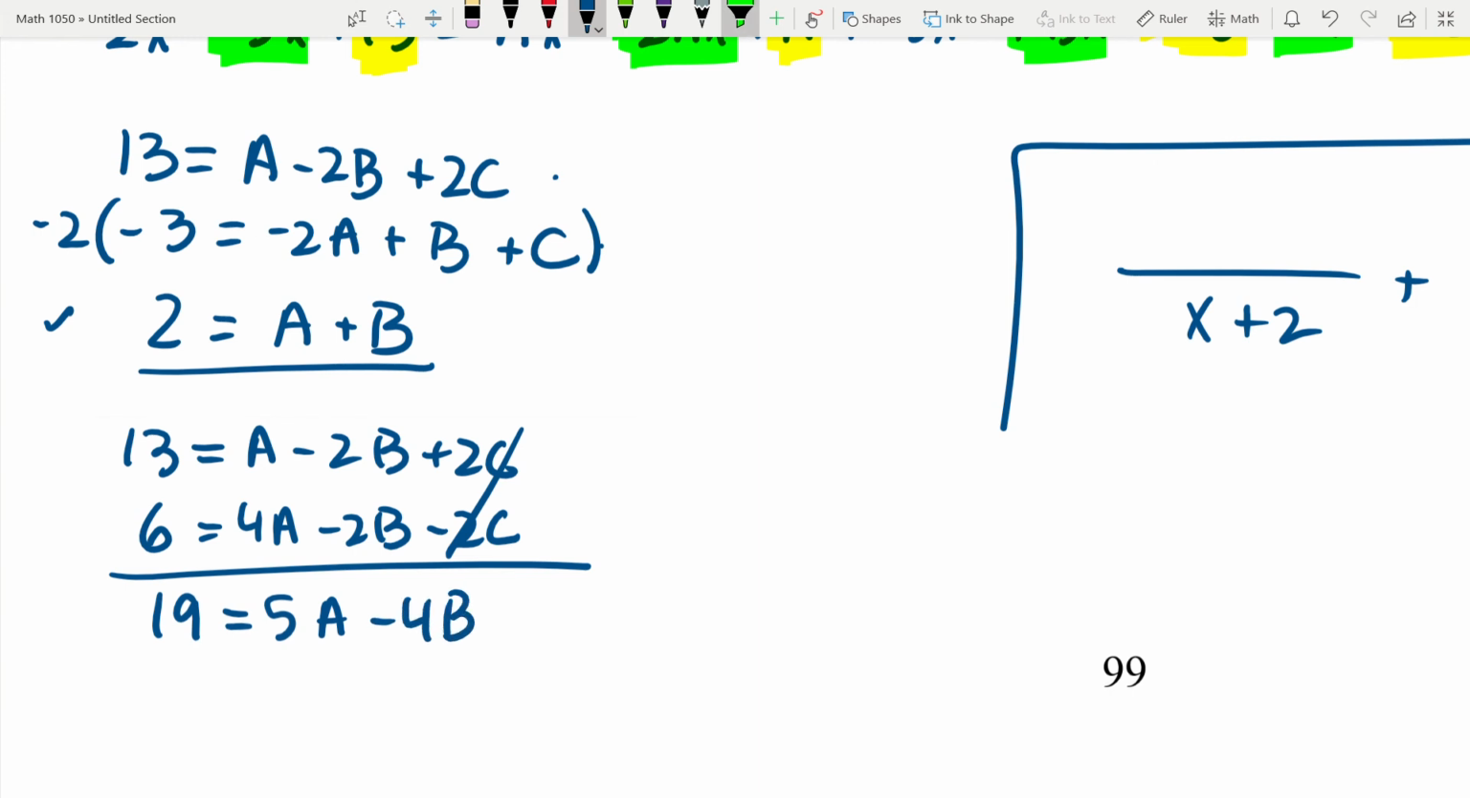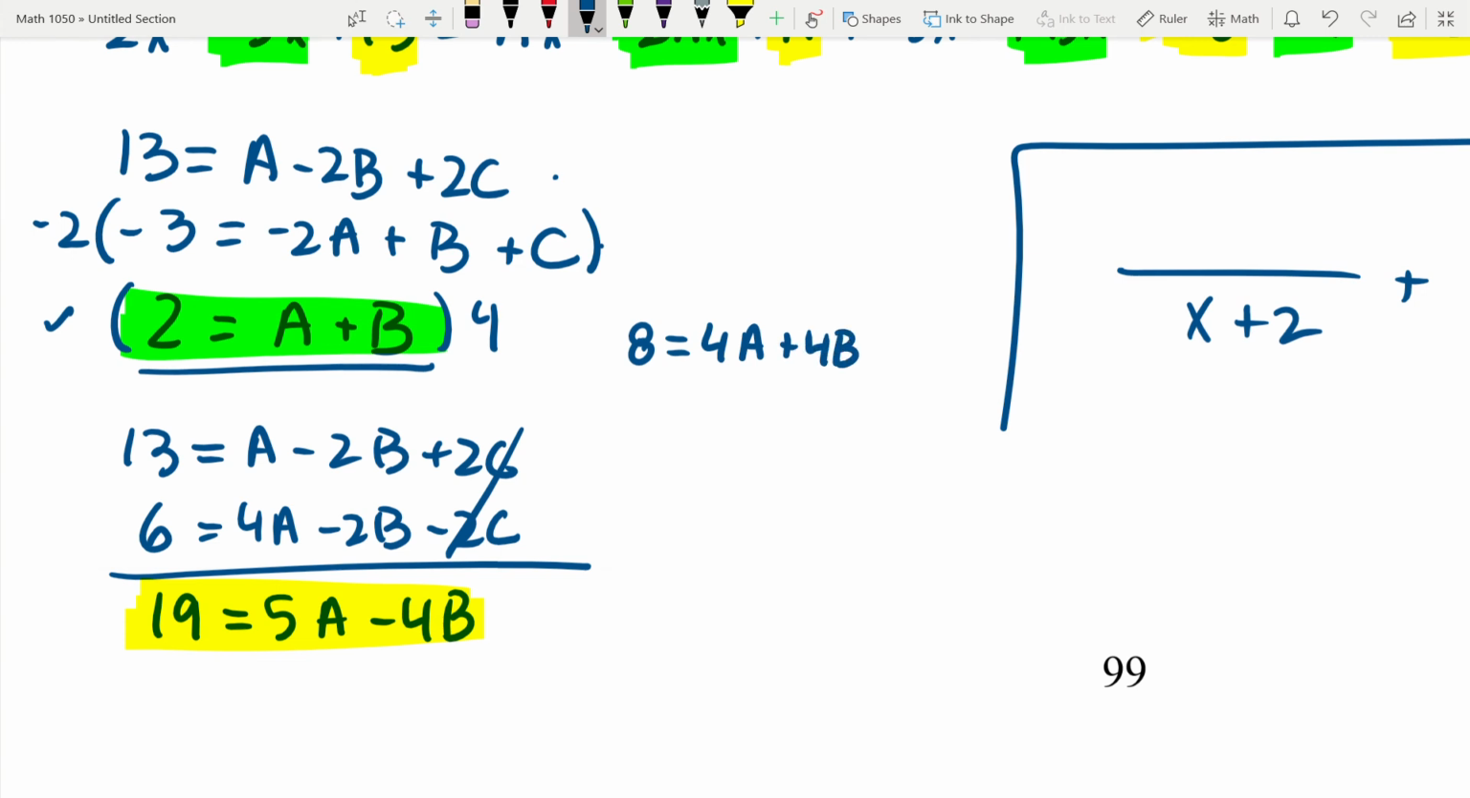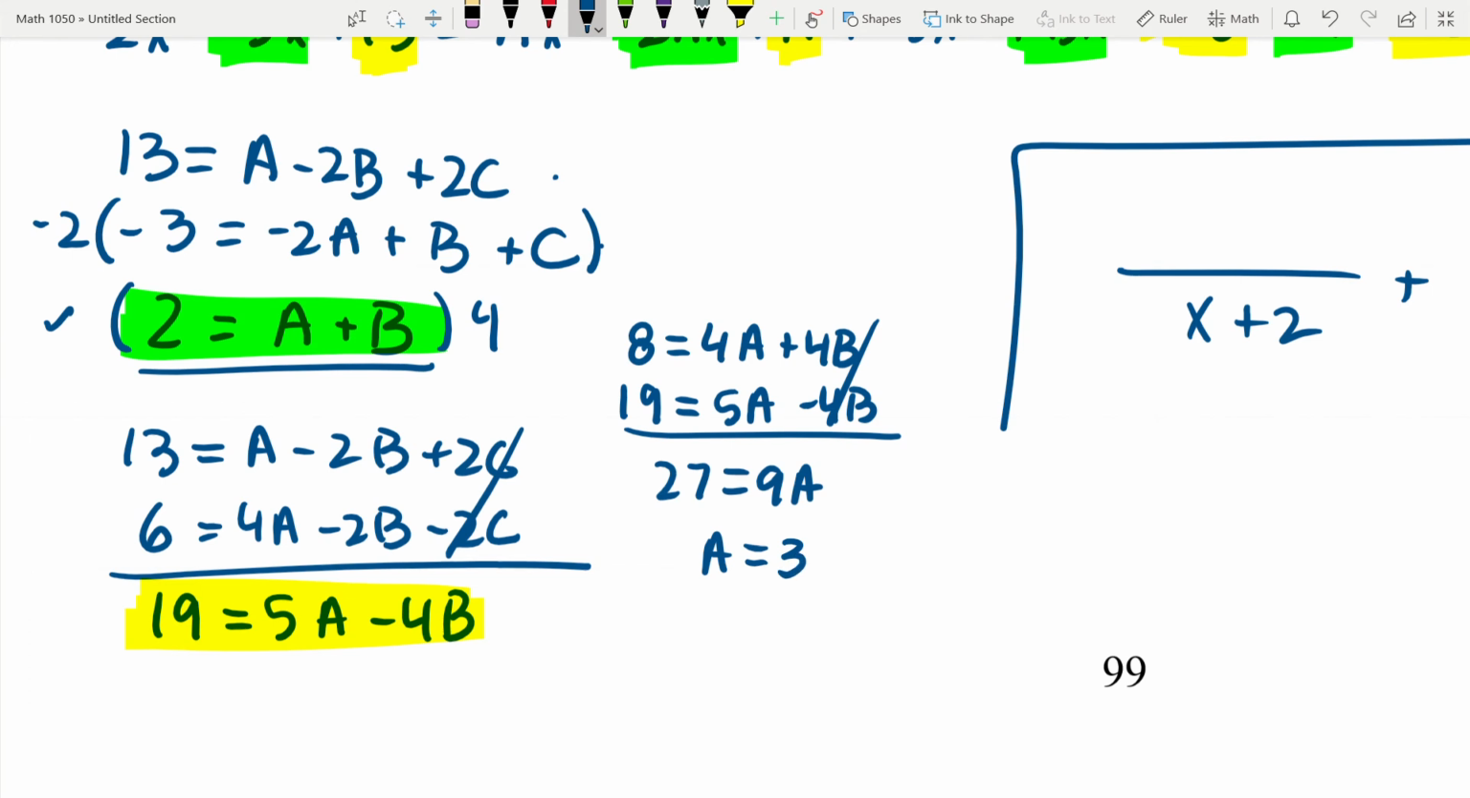Now, don't highlight this on your paper. I'm just trying to show you. I'm looking at this, and I'm looking at this. And I'm trying to eliminate either the a's or the b's. It doesn't matter. They're both going to be equal difficulty. If I distribute a 4, my b's are going to go away. So then I have 8 = 4a + 4b. Write down that yellow equation. 19 = 5a − 4b. My b's go away. I have 27 = 9a. Divide by 9, and I have a = 3.